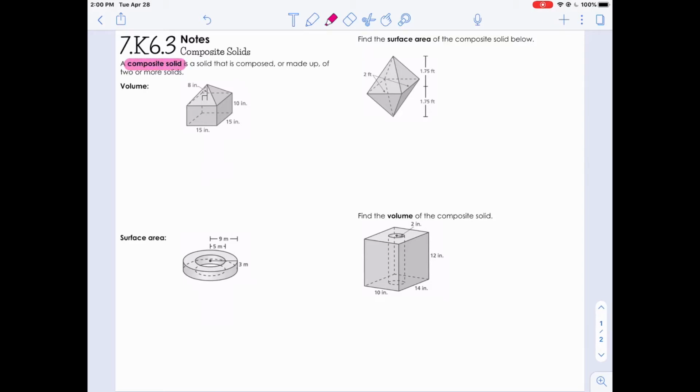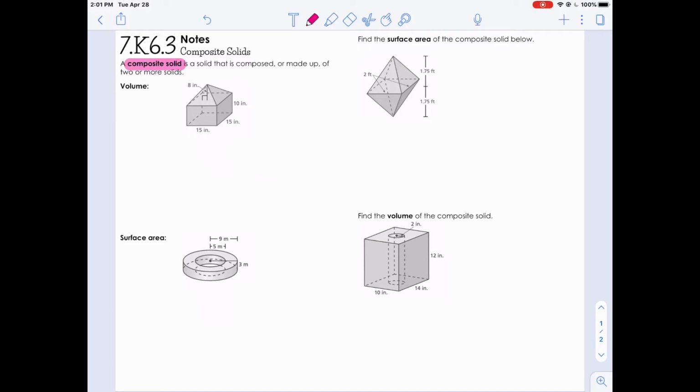Composite solids are solids that are made up of two or more solid figures. So it has multiple solids or 3D shapes stacked onto each other or cut out of one another. So let's get started with a volume example first.